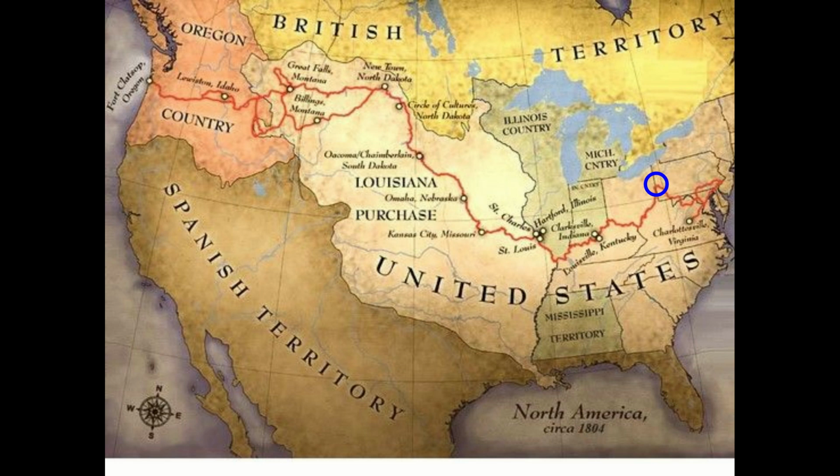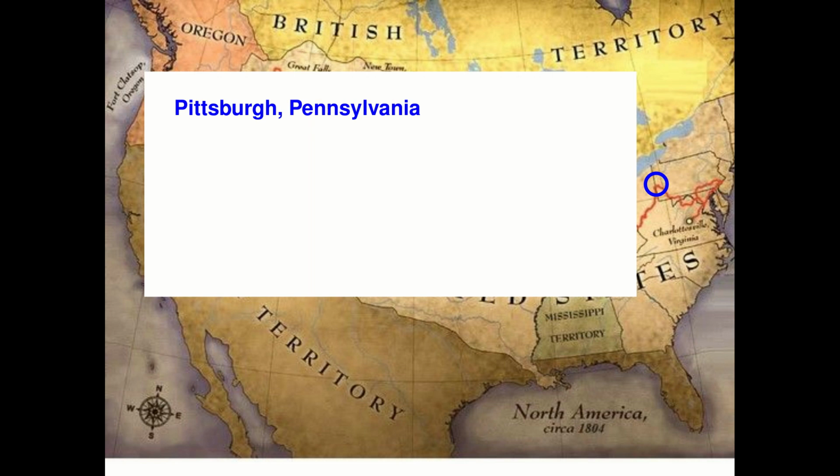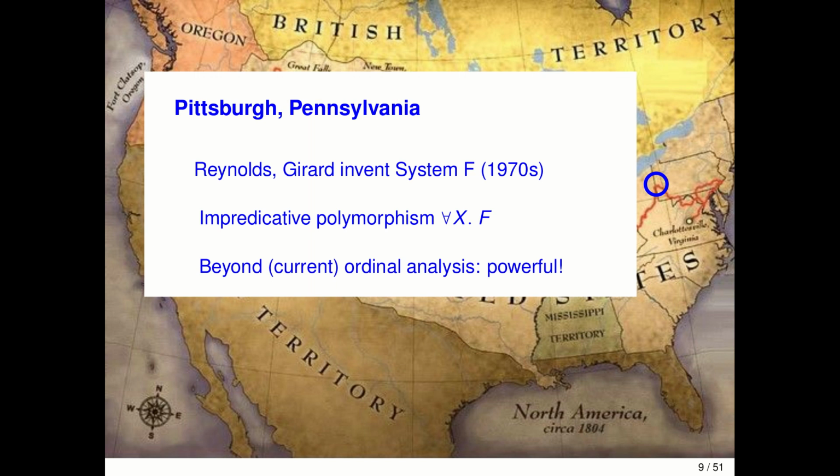The real journey started a little later, but there was this important stop here, and you recognize it on the map. Here we are in Pittsburgh, Pennsylvania, where John Reynolds was until his recent passing at CMU. Reynolds and Girard invent System F in the 1970s. We have impredicative polymorphism, so we can form a type by quantification over all types, possibly including the type we're defining. And this is an extremely powerful system.